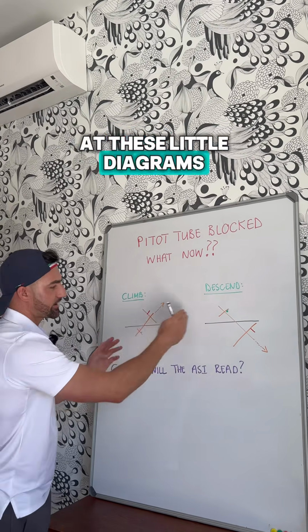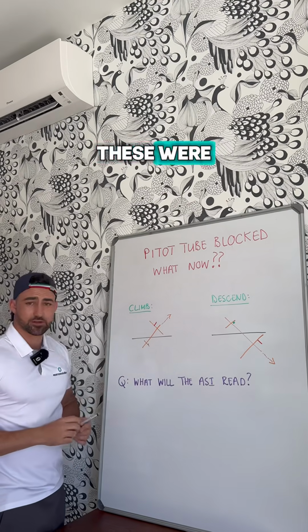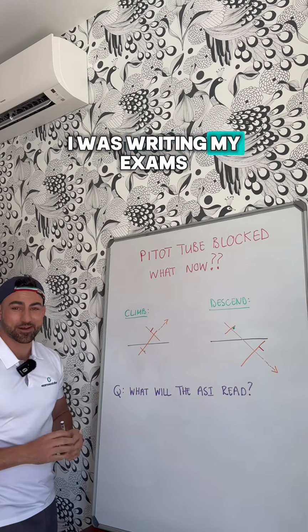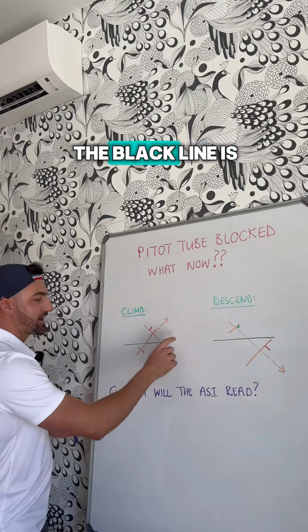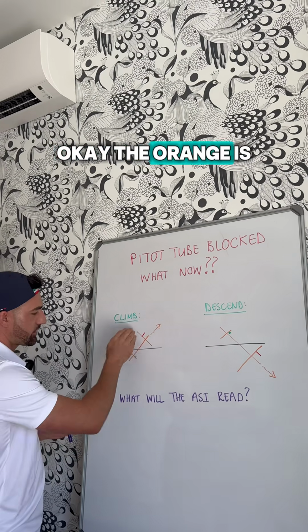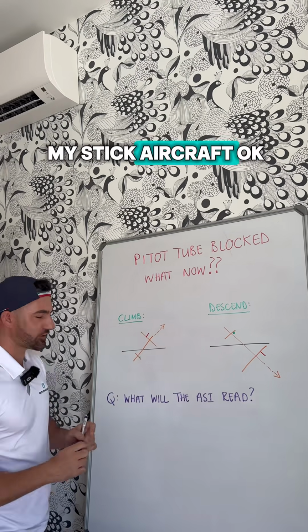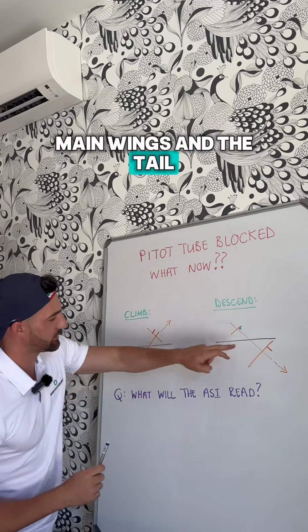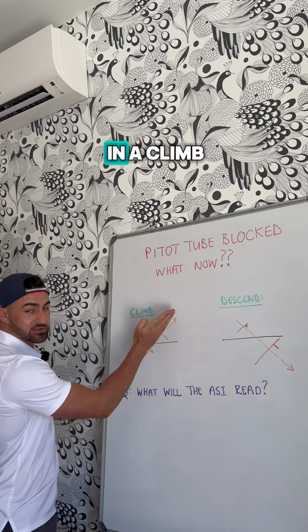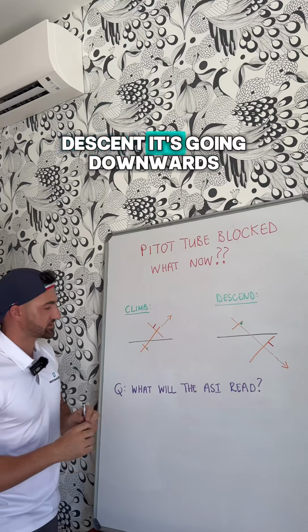Now, if you look at these little diagrams that I've drawn, these were diagrams that I used many years ago when I was writing my exams. So it's very simple. The black line is your reference line. The orange is my stick aircraft: main wings and the tail. You can see this aircraft is in a climb, going upwards, and that one is in a descent, going downwards.